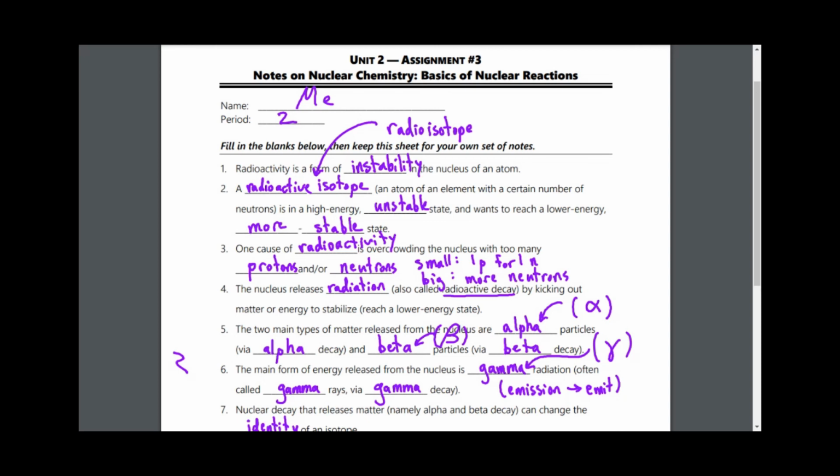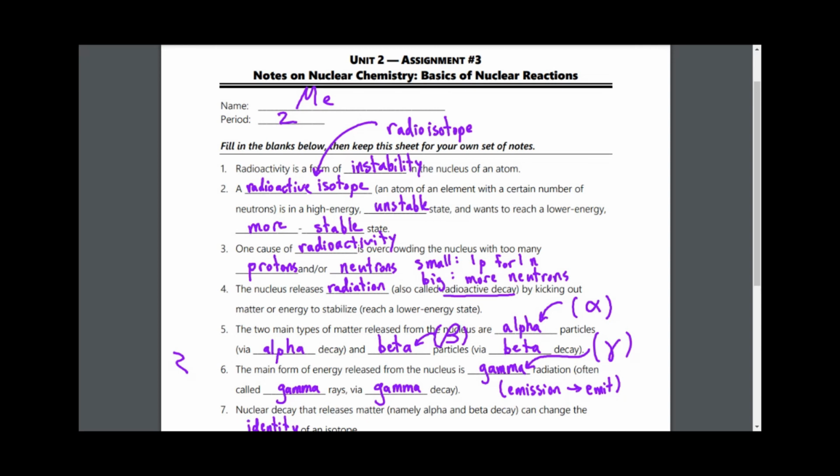So radioactivity is kind of the big famous word that people like to know for nuclear science and radioactive materials and stuff like that. Radioactivity is just a form of instability in the nucleus of an atom. And a radioactive isotope, or sometimes we shorten it to radioisotope, is just an atom of an element that happens to be in a high energy unstable state, and it wants to reach a low energy more stable state, just like anything in an unstable state.